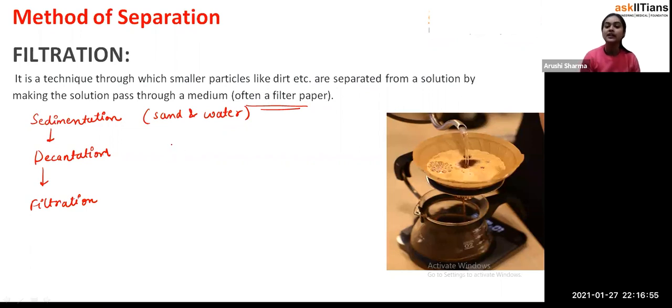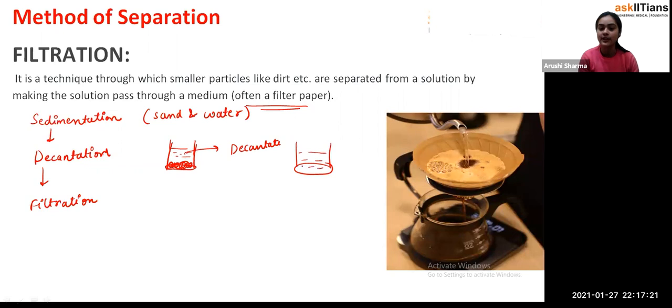Now in that beaker, like this is a beaker, there is the sand, and here over it is the water. So this water can be decanted now. This is the decanted water, so you can transfer this water into any other beaker. But now this water has some small dirt particles. So you can take another beaker and transfer this water over here. And this process is called the decantation process.